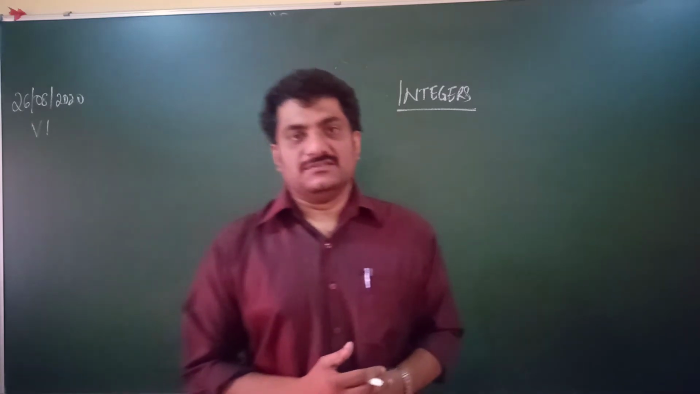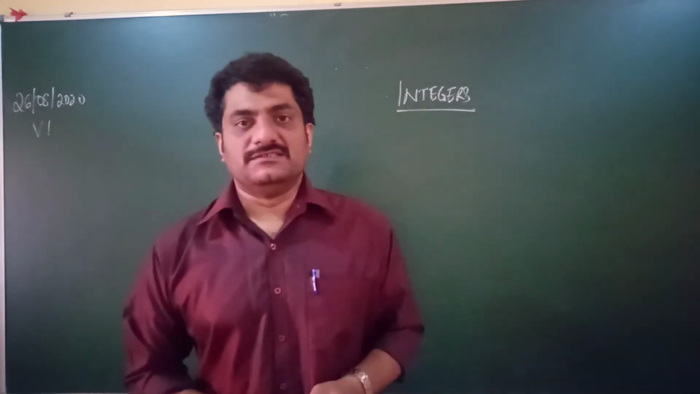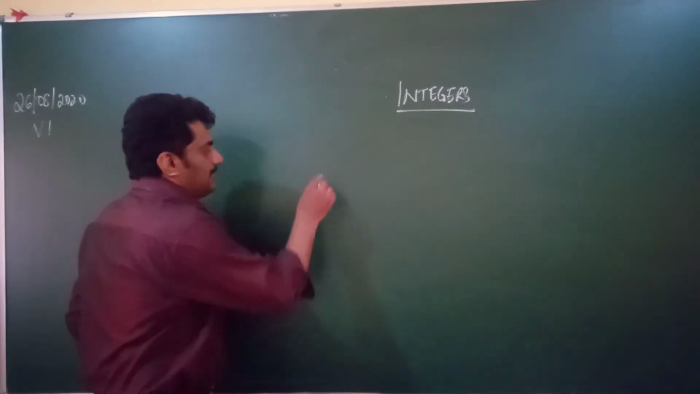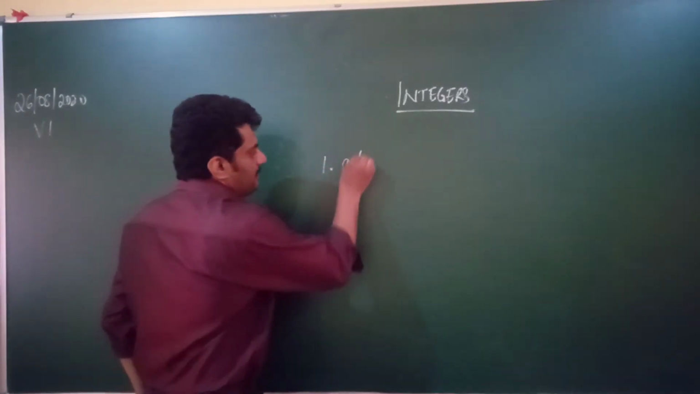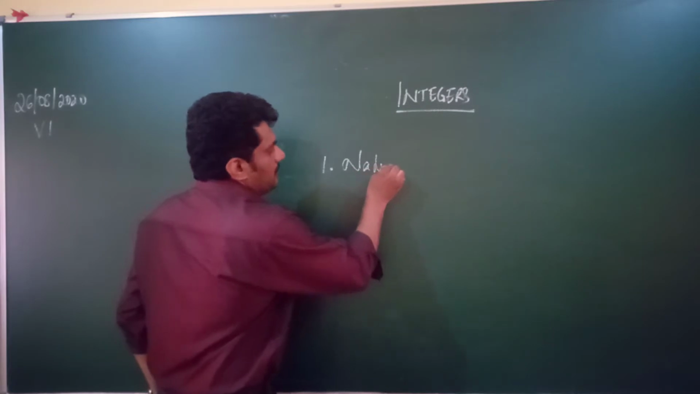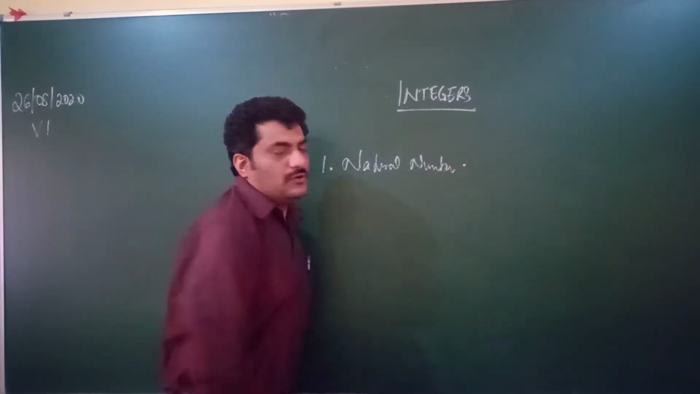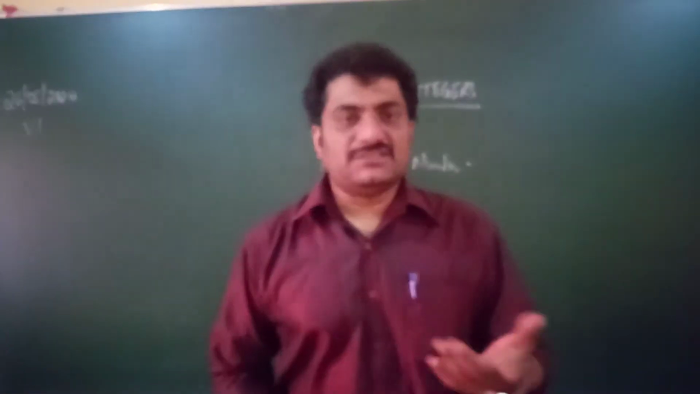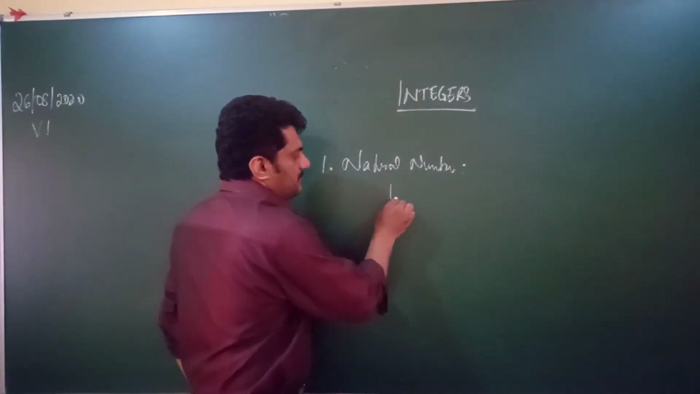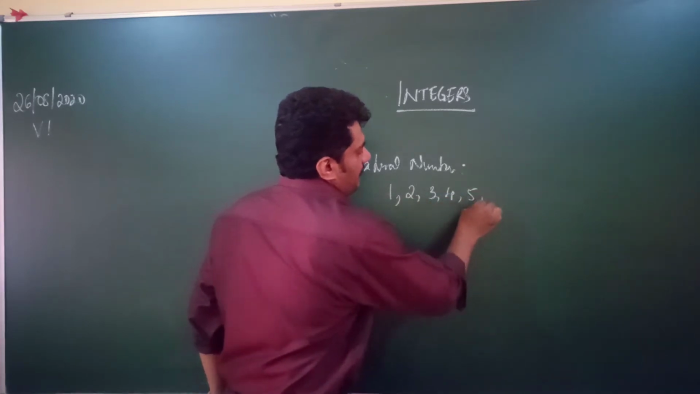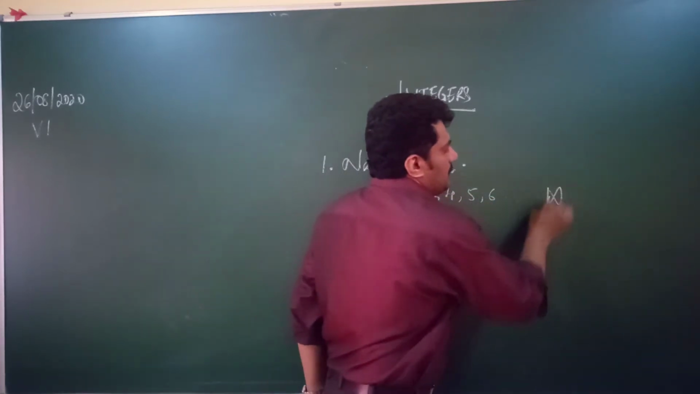Now, what are integers? Before getting into integers, let's check a few other numbers. Let's start with the first one, natural numbers. What are natural numbers? Natural numbers are the numbers starting with 1, 2, 3, 4, 5, 6 and going on up to infinity.